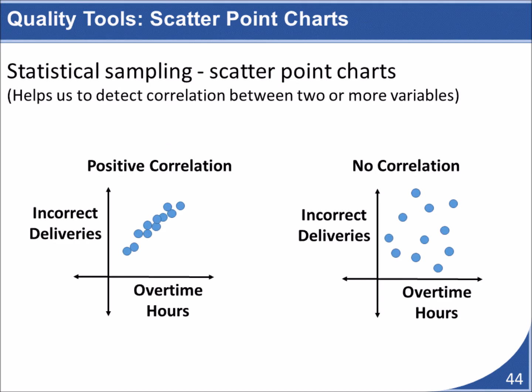We can use scatter point charts to present the results of our statistical sampling. The graph on the left shows that as the number of overtime hours increases, so does the number of incorrect deliveries. The graph on the right shows no correlation between overtime hours and incorrect deliveries. Scatter point charts are useful ways of visually showing the strength of the correlation between variables. Note, scatter point charts only show correlation between variables. They do not prove causation.